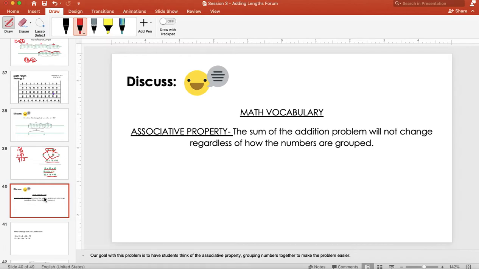So if you need a second, pause the video, get your math notebook out, turn to the vocabulary section. Your first word should have been variable.